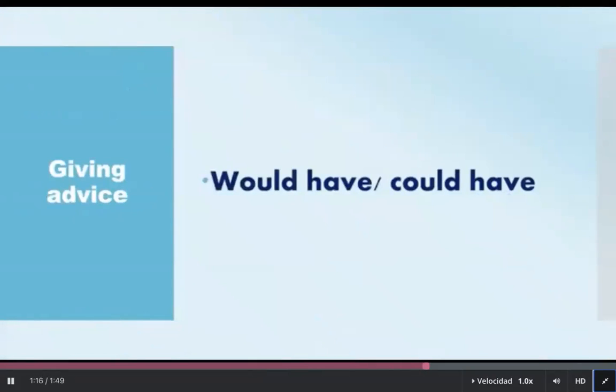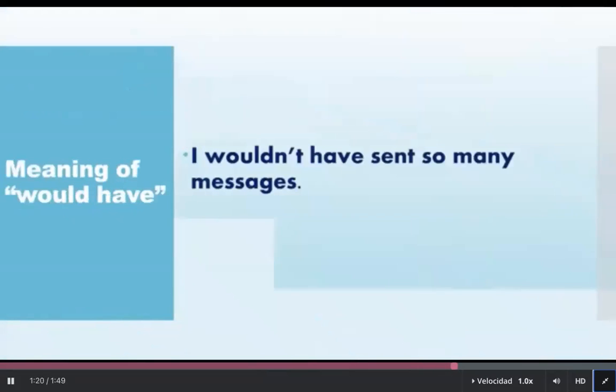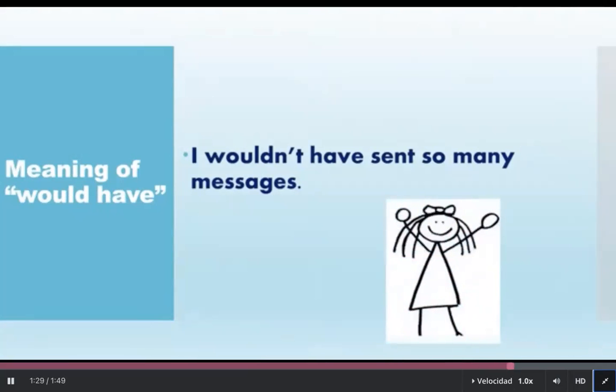When giving advice, we may use would have or could have. I will explain the meaning of would have like this. I wouldn't have sent so many messages. Molly is imagining this hypothetical situation happening to her and saying she would have done things differently. This is the situation. There has been a misunderstanding about you at work with a workmate. Type in an opinion as well as an advice using past modals.